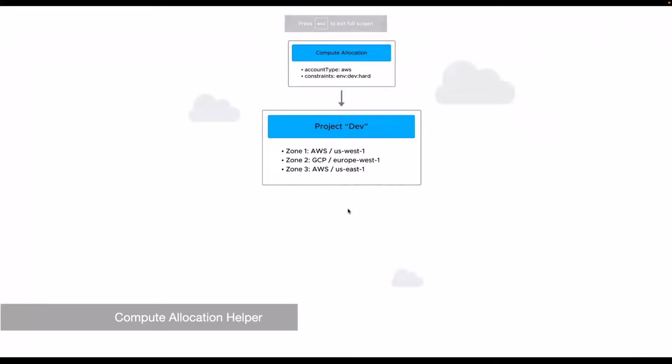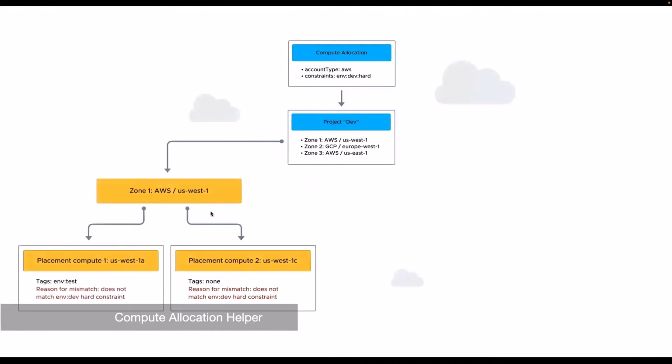We saw this project in my environment. It had 3 zones, so let's consider them one by one as the location would. The first zone is in AWS and US West 1. It has 2 computes, US West 1A and US West 1C. The first compute has the ntest tag, so it won't be selected because it doesn't match the ndev constraint. The other compute doesn't have any tags, so it will also be discarded because of the hard constraint.